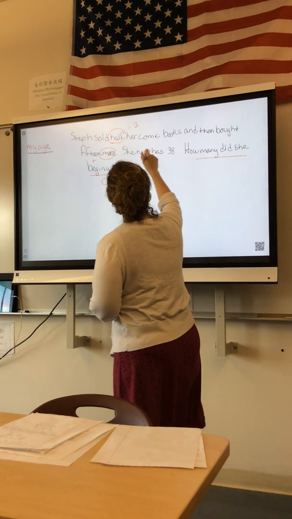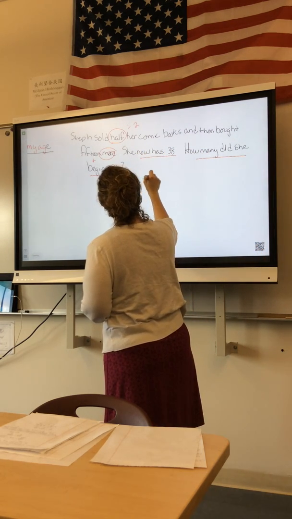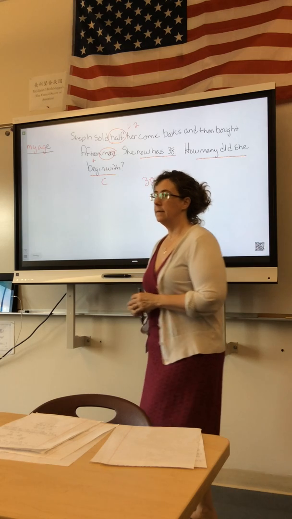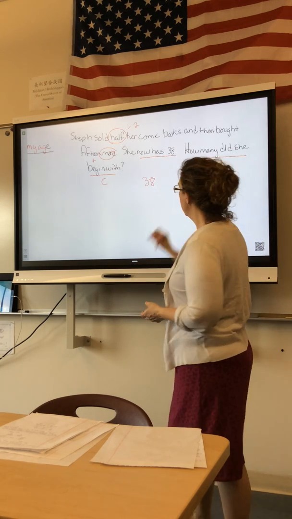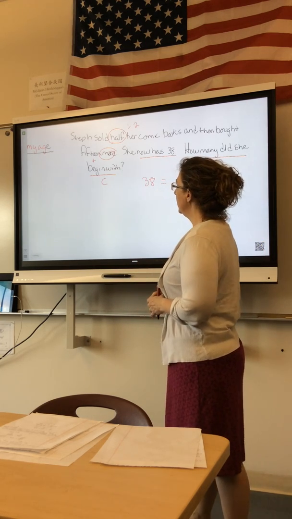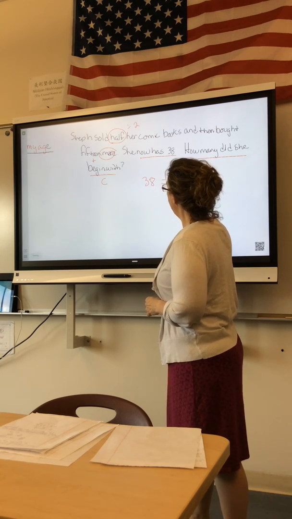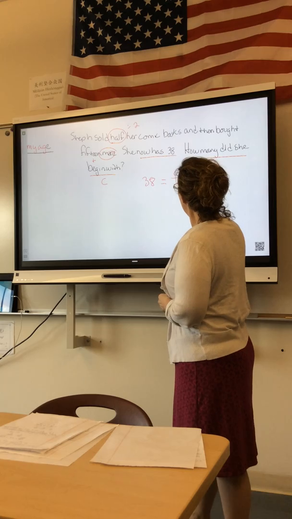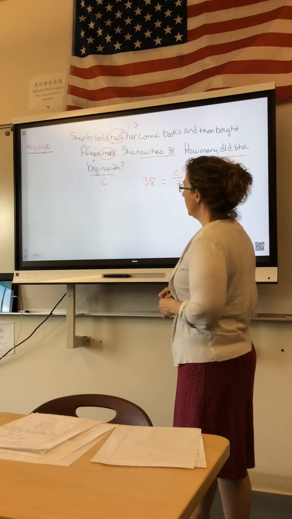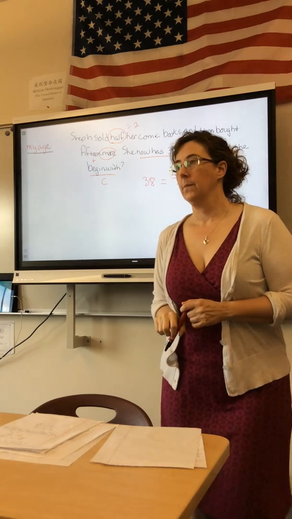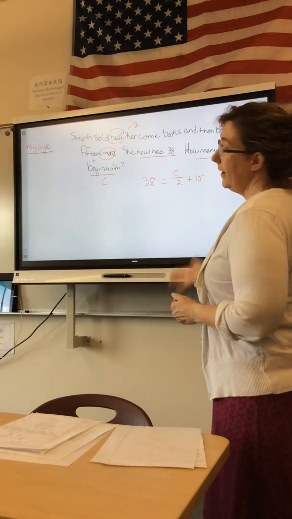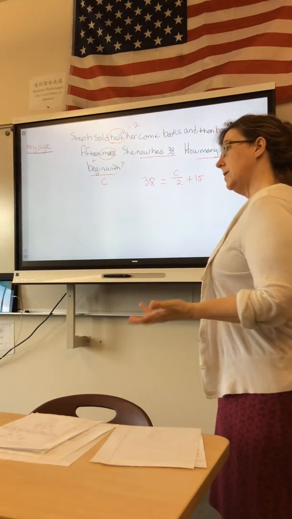And she now has 38. So we have an ending amount of 38. So 38 is what I'm going to start with. Equals. So she started with C and then divided it in half. And then she added 15 more to her collection. I now have an equation I can solve. It's a 2-step equation.